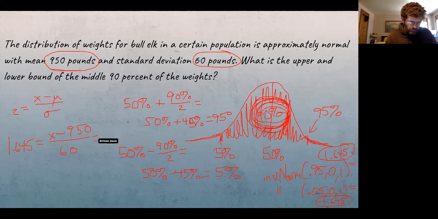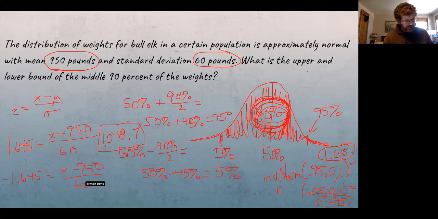So it was 1048.7. So the upper bound will be 1048.7. Hopefully you guys are getting the same thing. And now we can do the same thing with the lower bound. Negative 1.645 equals x minus 950 divided by 60. And there you go. So that was 851.3.